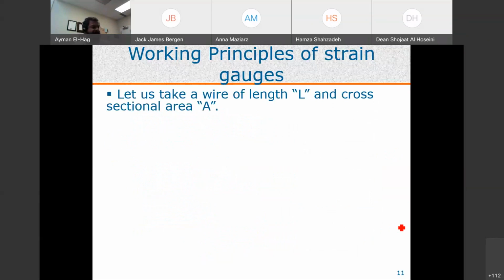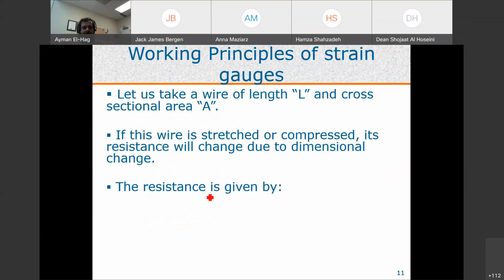Okay, so let's do the math now. And your R, as I said, is equal to rho L over A. I will multiply by L over L. So this will give me rho L square over A.